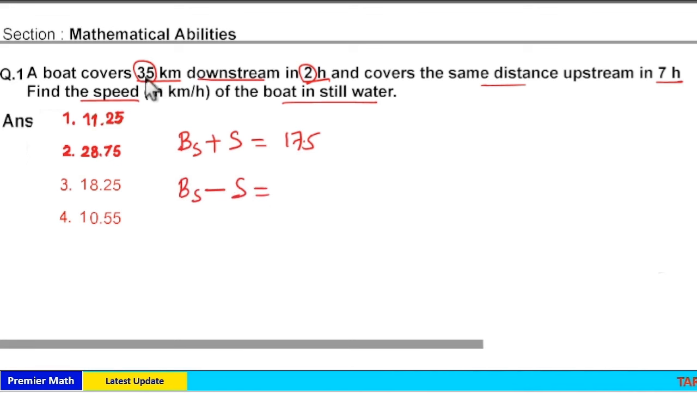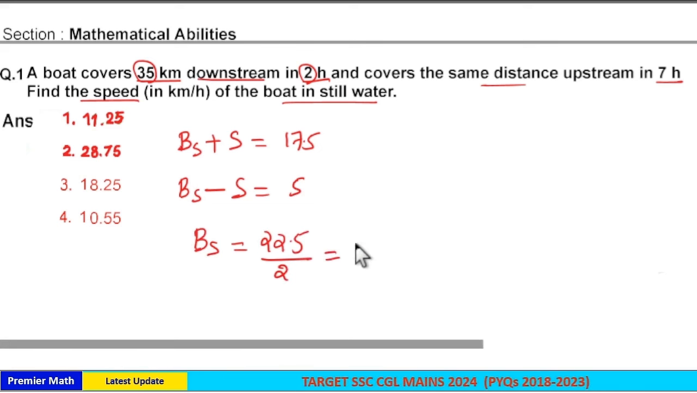Here upstream speed is equal to distance by upstream time, which is 35 by 7, 5. Now speed of boat in still water, if you add this together, this will be equal to 17.5 plus 5 is equal to 22.5. Now 2 into speed of boat is equal to 22.5. Then speed of boat is equal to half of it, which is equal to 11.25. Option 1 is your answer.